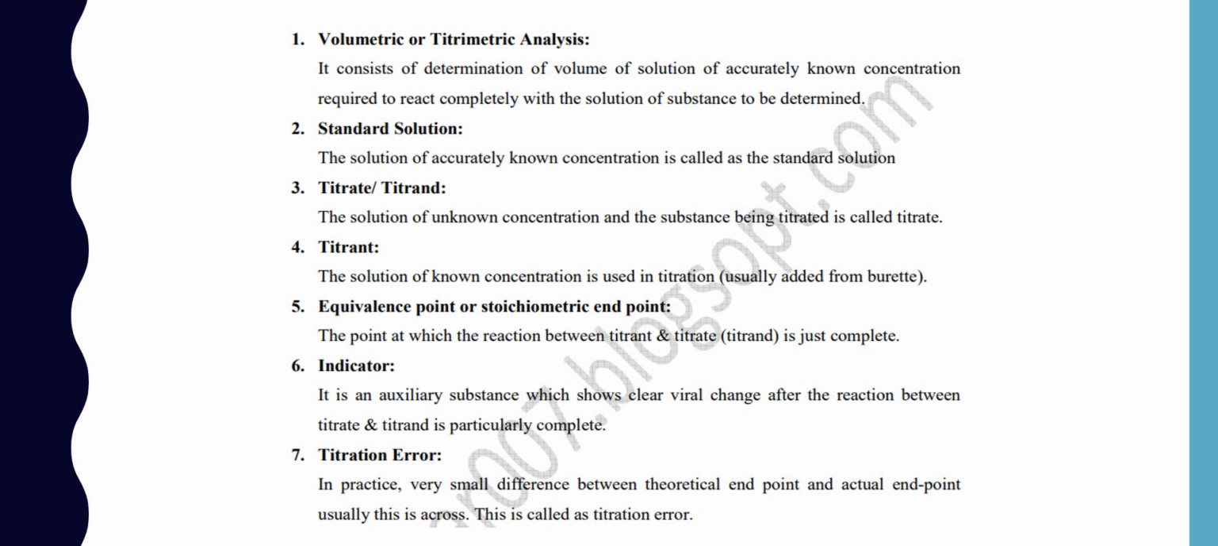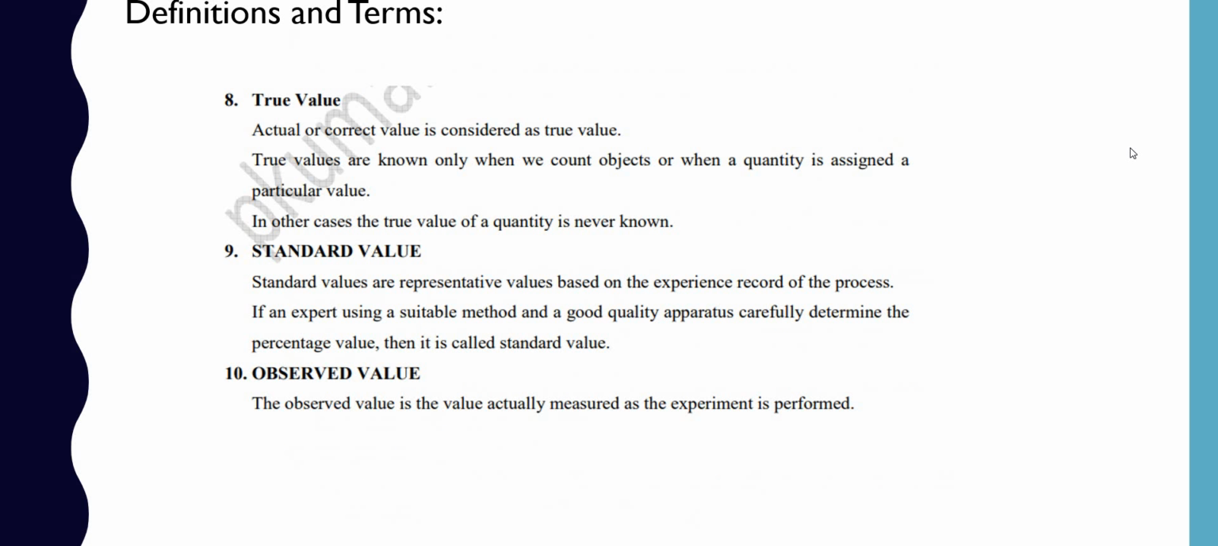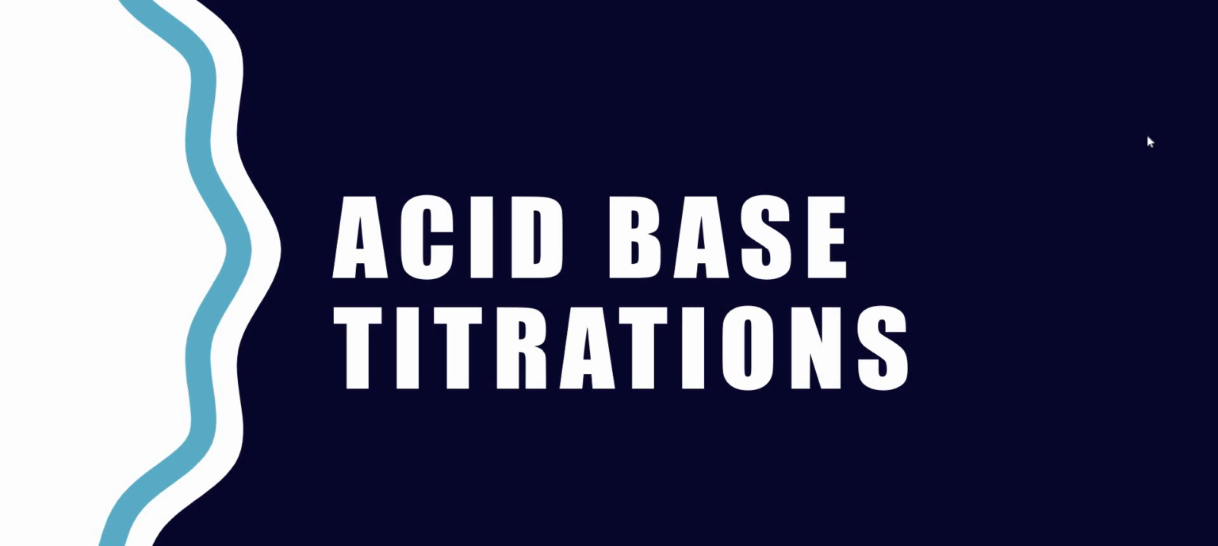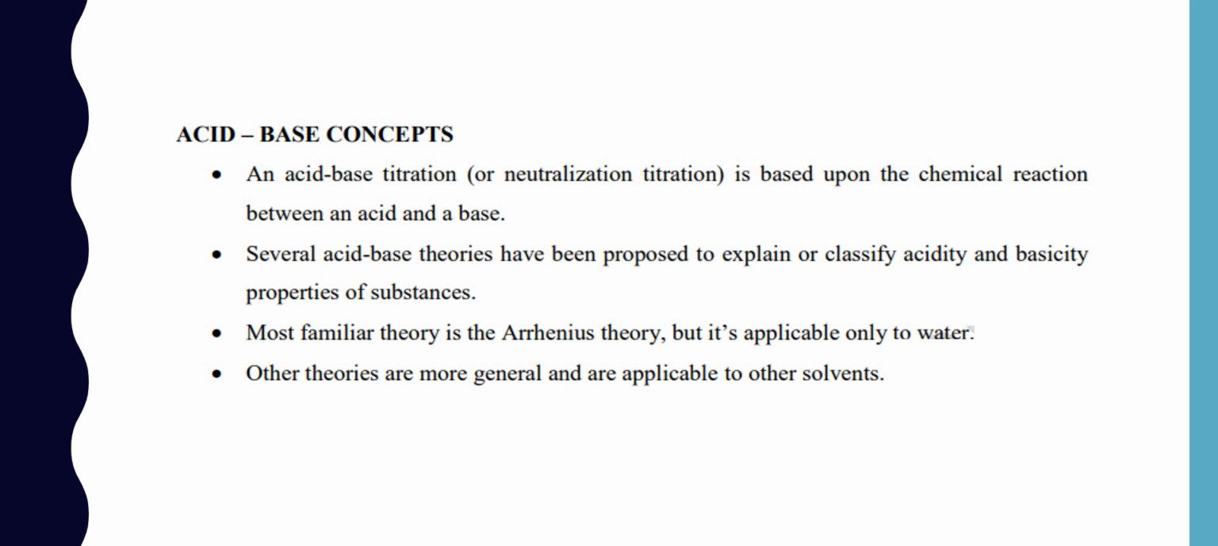Important definitions and terms. It is one of the important points here. Volumetric or titrimetric analysis, standard solution, titrate or titrant, equivalence point or stoichiometric endpoint, indicator, titration error. These are important definitions. True value, standard value, and observed value. We have covered this part as well. Then we had started with acid-base titrations, aqueous acid-base titrations.